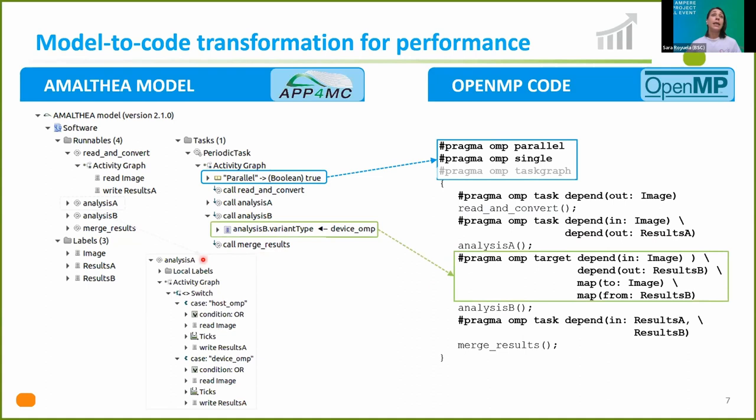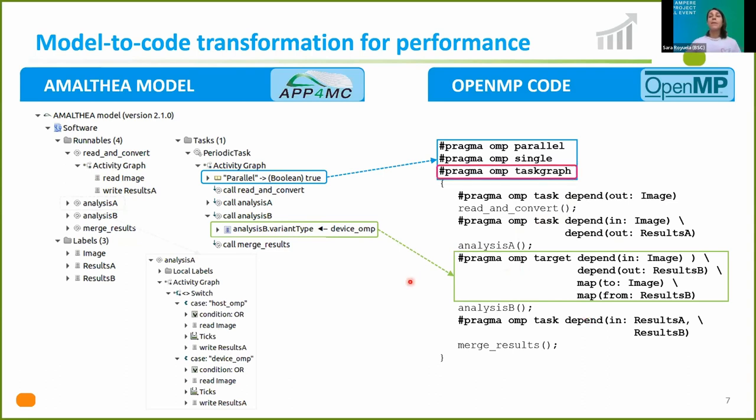And then the context defined in the runnable calls, as was presented by Michael before, tells us whether we have to use a target construct if we are going to exploit parallelism in the device, or we need a task construct if this parallelism is to be exploited in the host. And then the different accesses to the memory that are represented in the runnables are used to describe the dependency clauses of the tasks, host and device tasks.